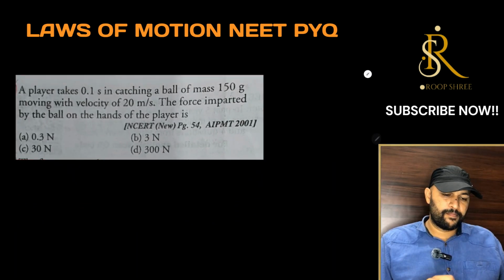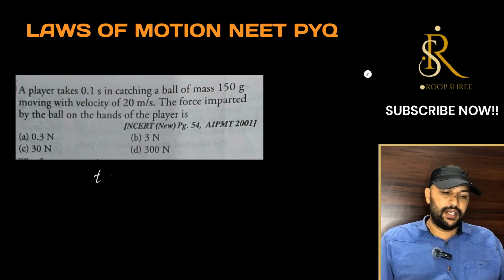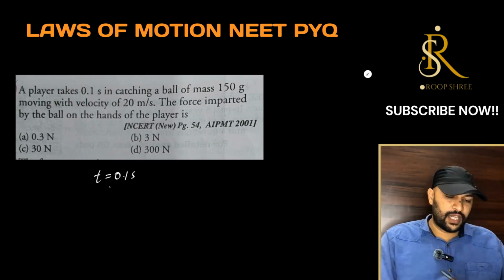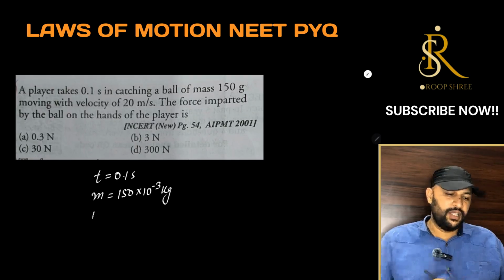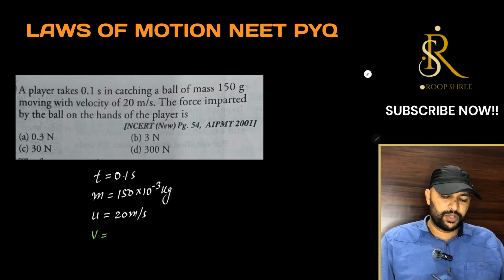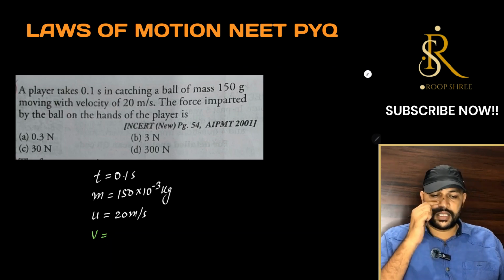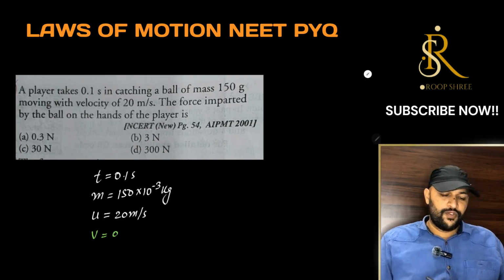So our next problem over here says a player takes 0.1 second in catching a ball. Okay, that's a reaction time. So time t is equal to 0.1 second, of a ball of mass 150 grams. Let me convert it here only so that we don't forget it later on. So kg, moving with the velocity, so u is equal to 20 meter per second. What is the force imparted by the ball on the hands of the player? Very simple question, okay? This was also asked in 2001, so be very careful, such easy problems sometimes they ask. So v is equal to 0.